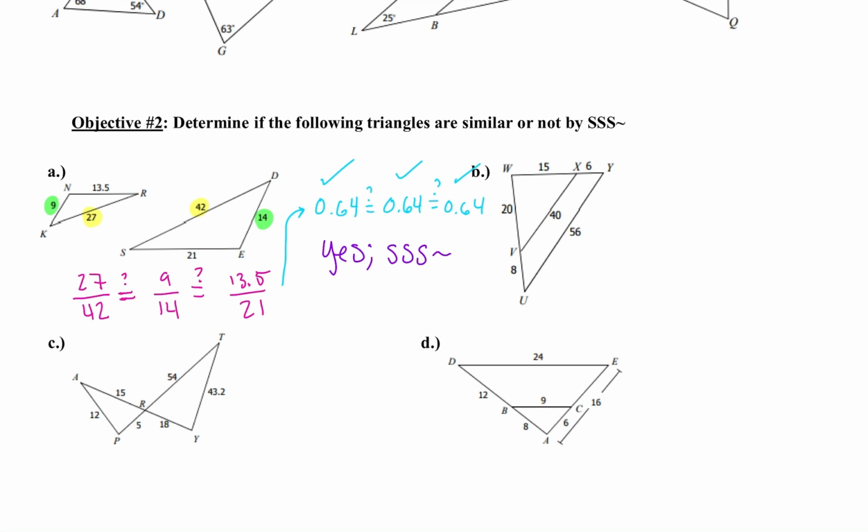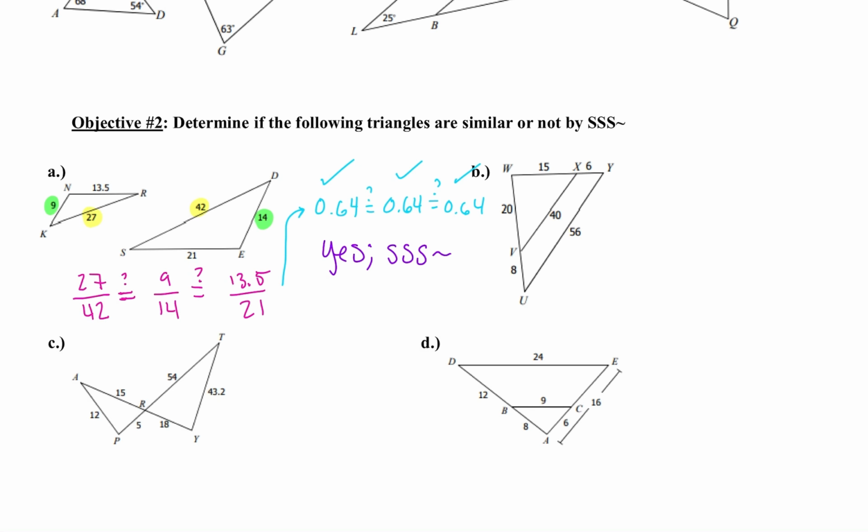All right, taking a look at B. In this case, I've got, again, two triangles I'm focused on. This little one and this big one. The big one we have to be careful because we're going to have to add the 15 and the 6 together for this side and the 20 and the 8 together for that side. So starting by setting this up.